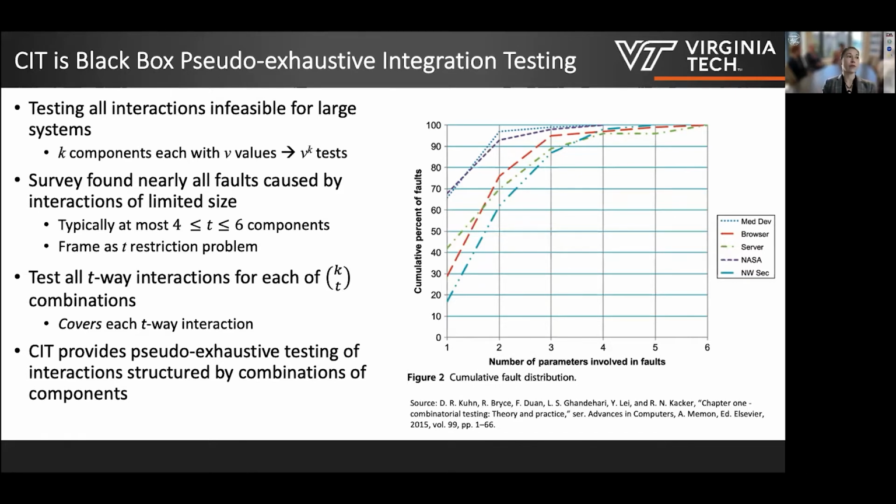We can think about framing this as a T restriction problem. So if we test all of the T-weight interactions for each of the K-choose-T combinations of components, this would cover each T-way interaction in the system. And again, T here, let's say 4, we're looking at 4 components at a time. So CHIP provides pseudo-exhaustive testing of interactions, and it's structured by combinations of components.